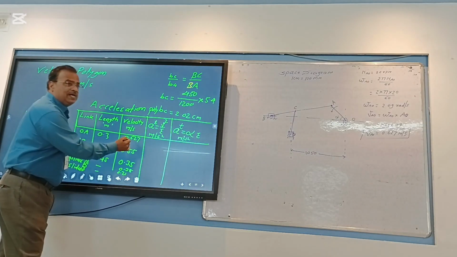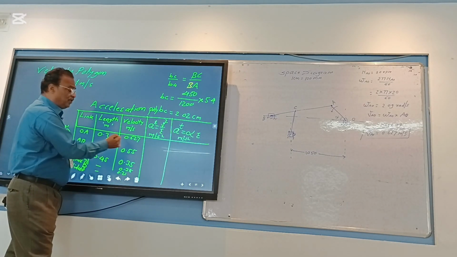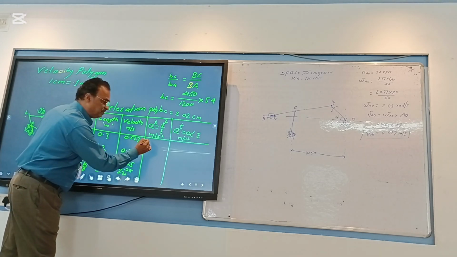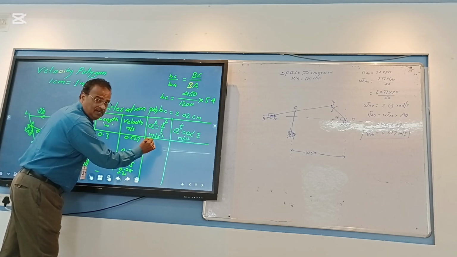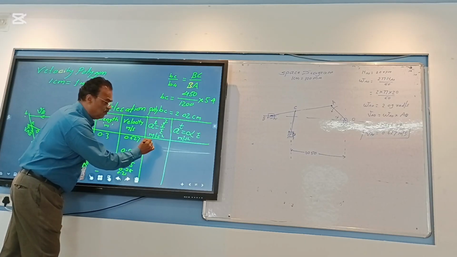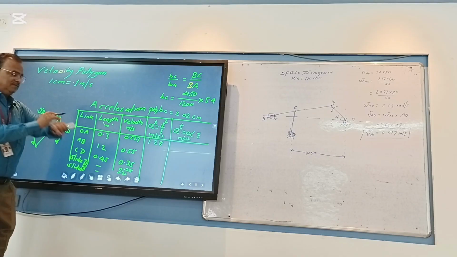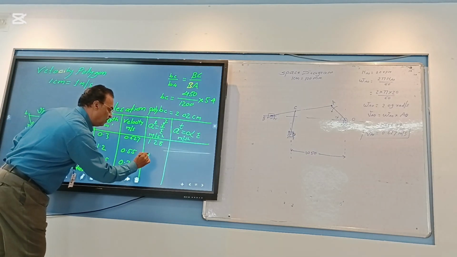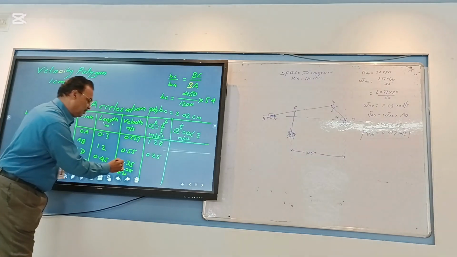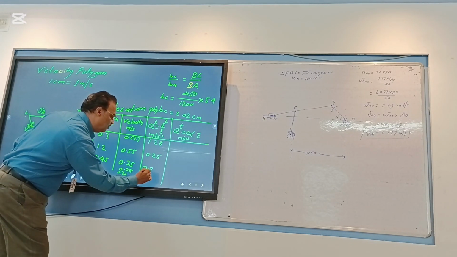So here how to find out the radial component of OA? Velocity square divided by r. This square divided by this. कितना आता है? 1.28. Second, 0.25. Third, 0.